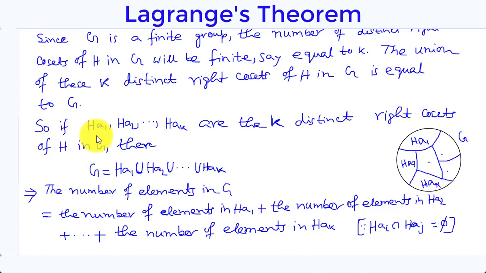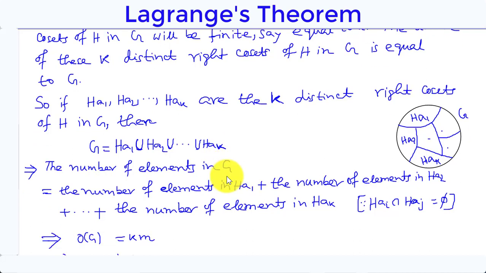The union of these k distinct right cosets of H in G is equal to G. So, if Ha1, Ha2, up to Hak are the k distinct right cosets of H in G, then G is the union of the right cosets Ha1 union Ha2 union up to Hak. Here G is the union of all the right cosets of H in G.